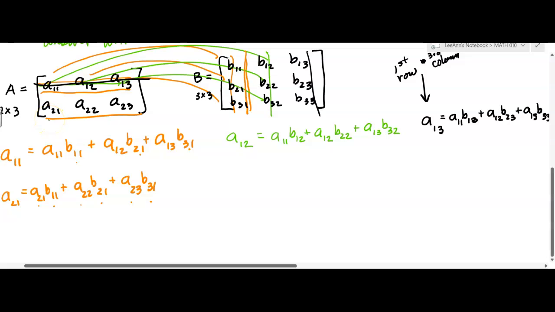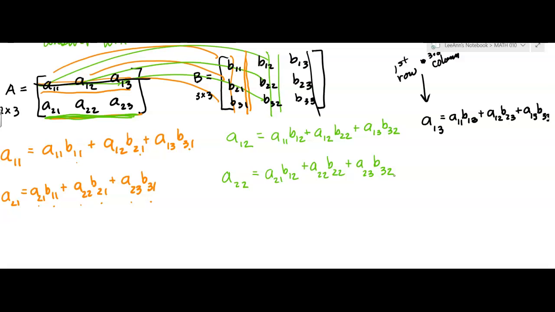And I've done enough matrix multiplication, I just know how to train my eye to look for it. Now I'm going to go A22, and that's going to be the second row times the second column. So it's going to be A21 B12, plus A22 B22, plus A23 B32. And you might see other patterns that help you identify things, but we just have to get the process down, I guess. Okay, and then finally, for the second row, third column, we're going to take the second row times the third column.